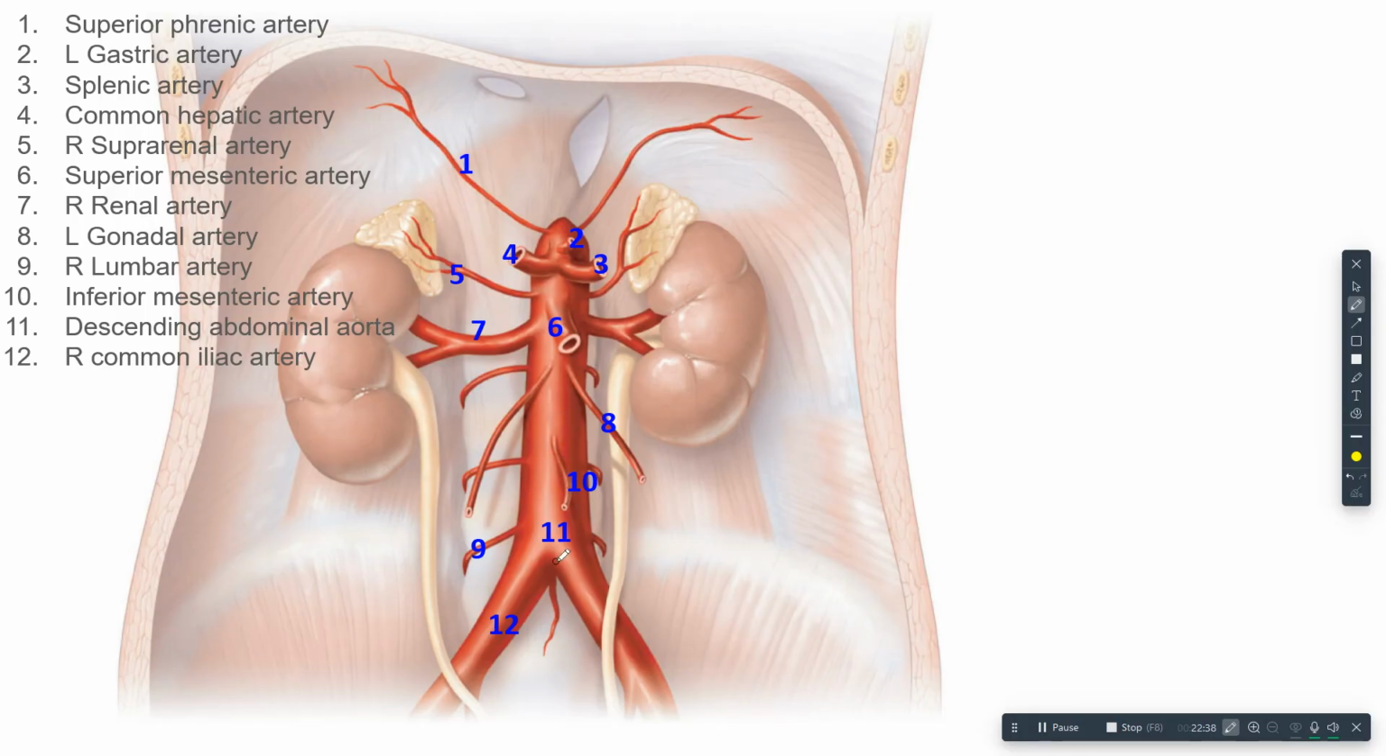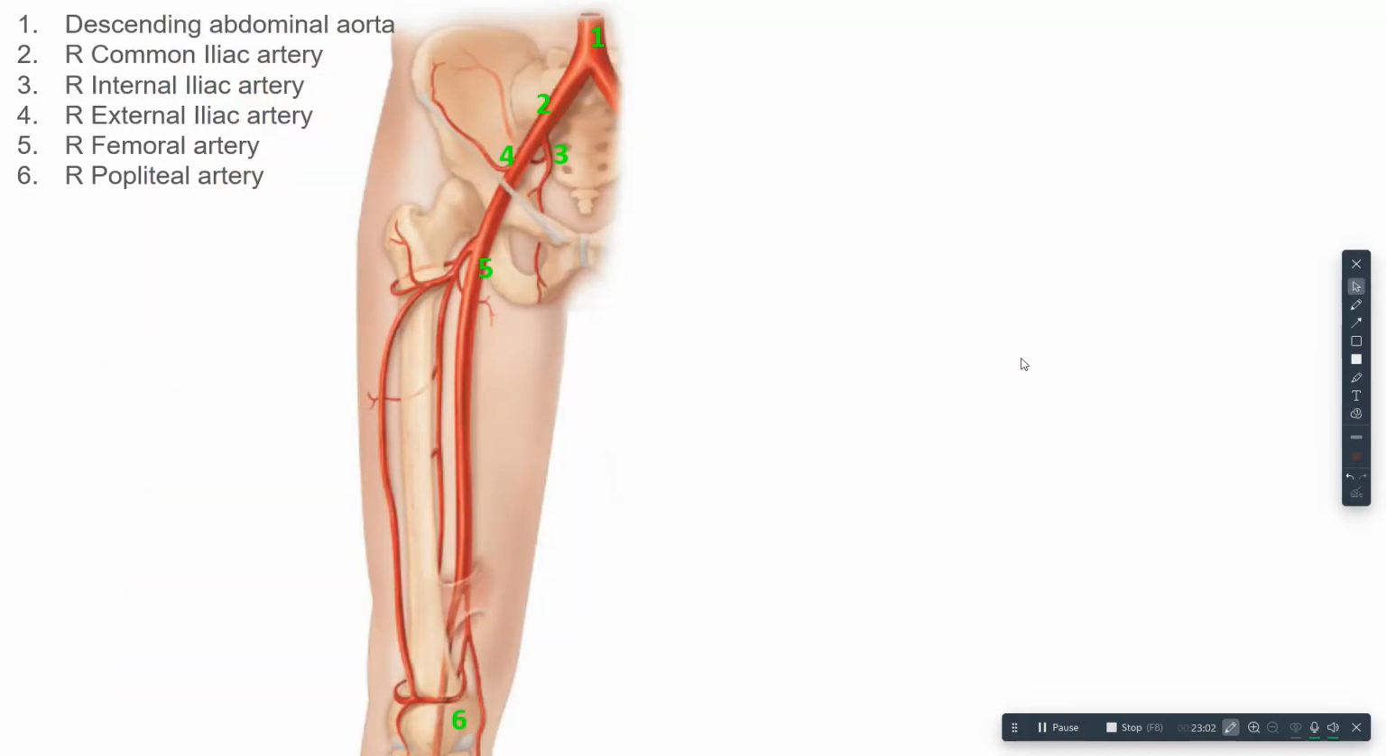I also see the splitting of my abdominal aorta right here, and this is a common iliac artery, and it's not labeled, but I can see an internal iliac artery right there and an external iliac artery right there. All right, this is really good. All these good arteries, very important. And now we get to go down into the thigh.